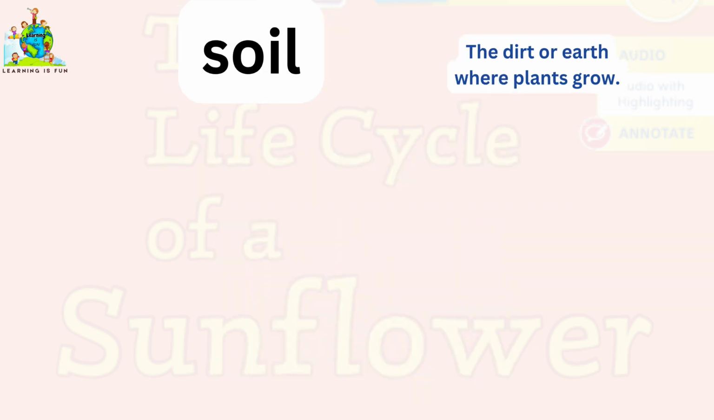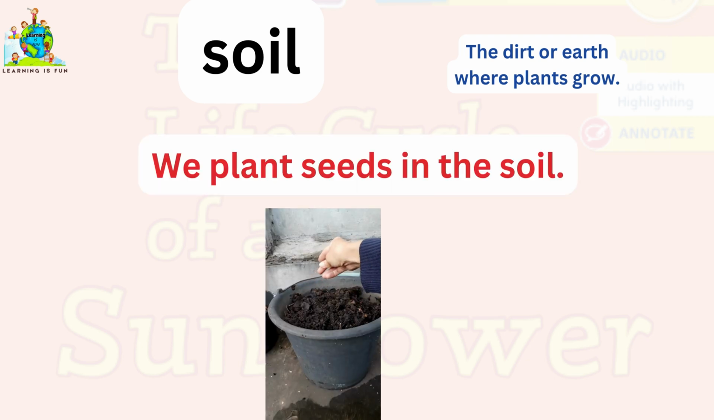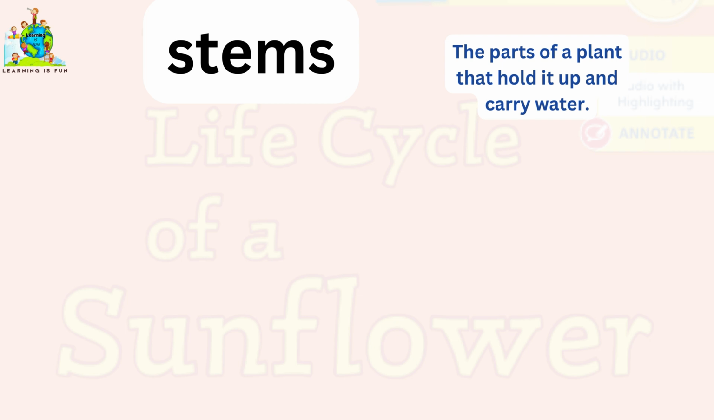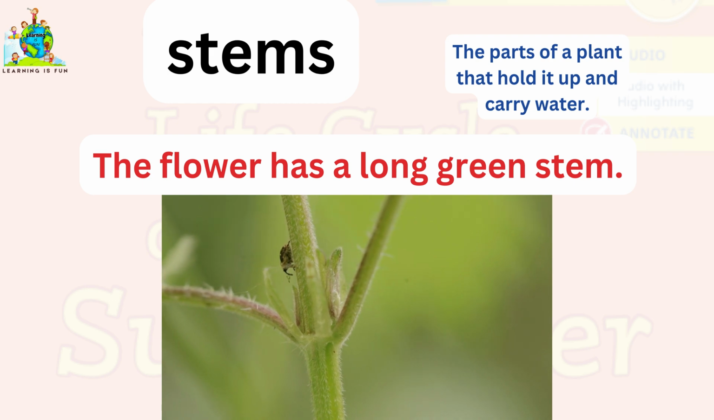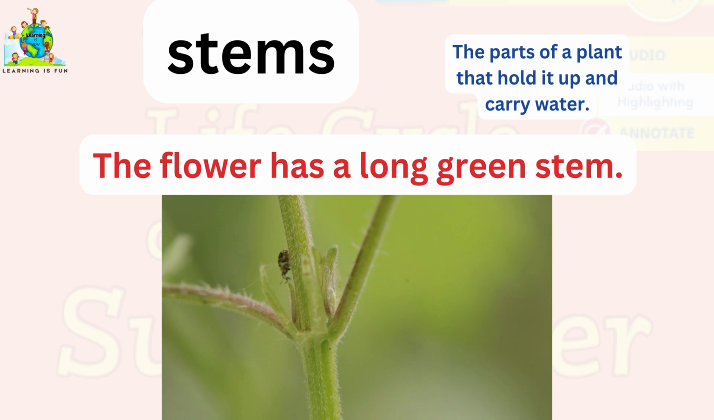7. Soil. Meaning, the dirt or earth where plants grow. Sentence, we plant seeds in the soil. 8. Stems. Meaning, the parts of a plant that hold it up and carry water. Sentence, the flower has a long green stem.